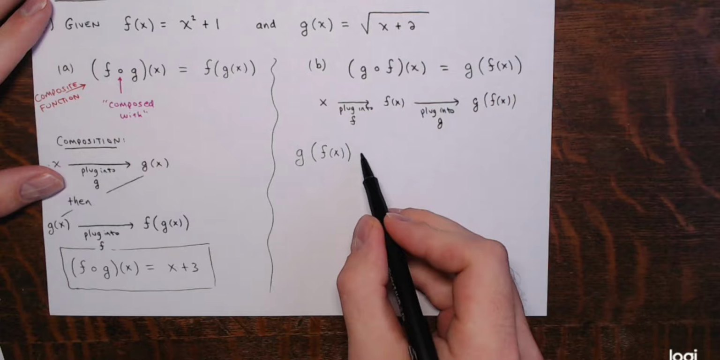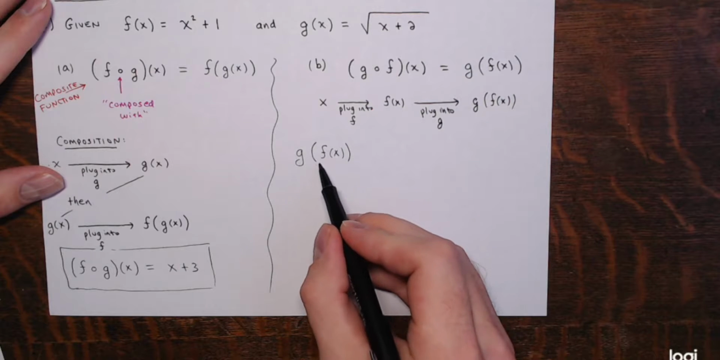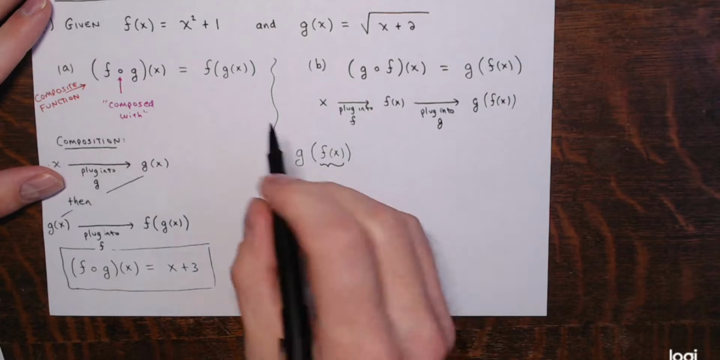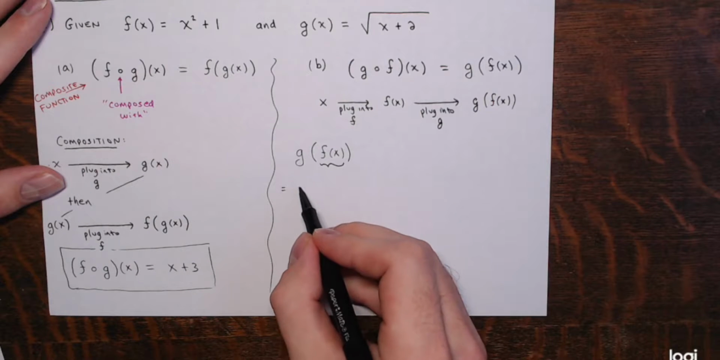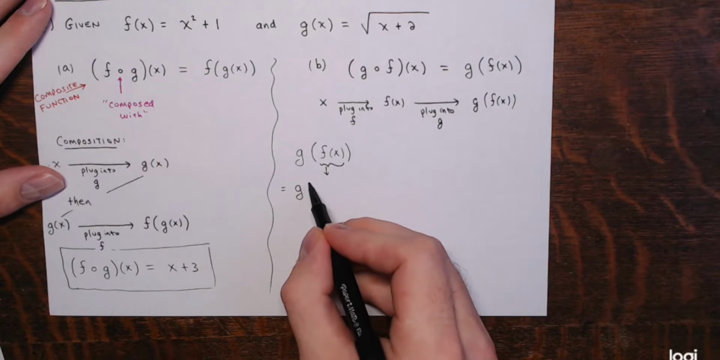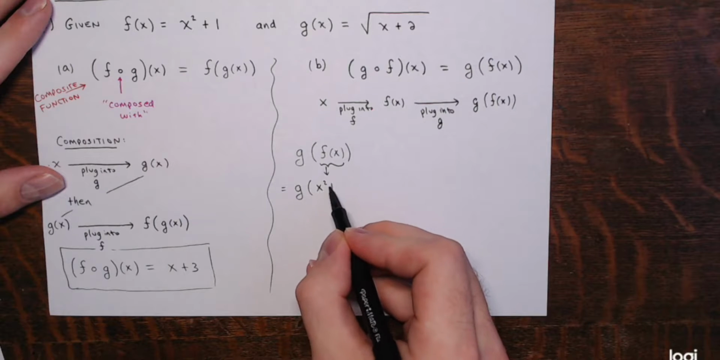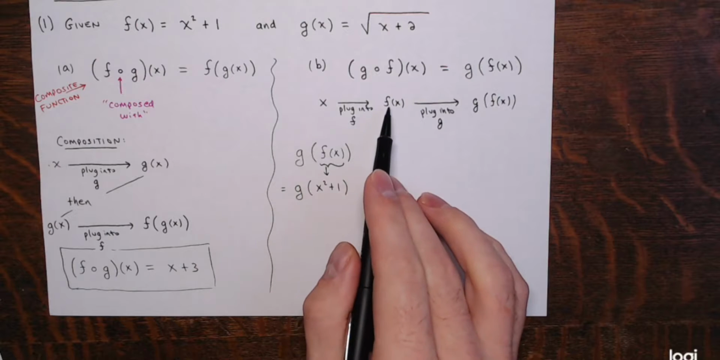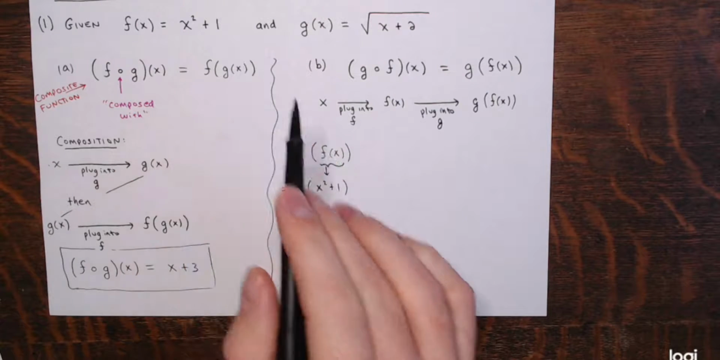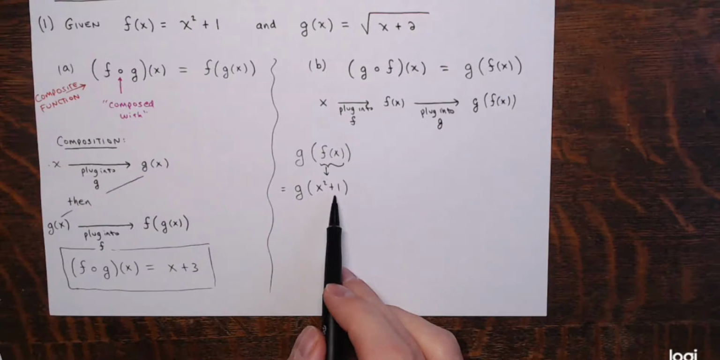Well, first I'm plugging x into f. So find f of x first. That's x squared plus 1. So this would be g of x squared plus 1. Because I plugged x into f, got x squared plus 1. And now I'm plugging x squared plus 1 into the next function, which is g.